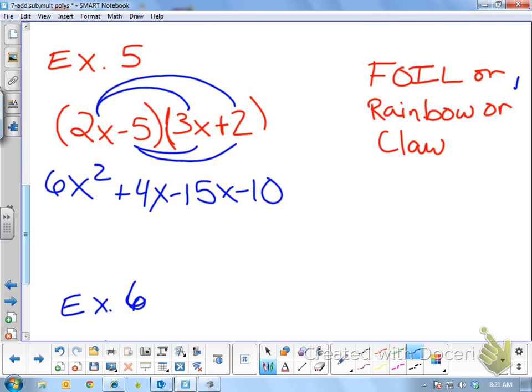we do need to combine them. We are not in simplest form yet, because we do have some like terms in this expression. What like terms do we have? The 4x and the negative 15x. So we just bring 6x squared down. We combine those together. 4 minus 15 is negative 11x. And we just bring the negative 10 down.